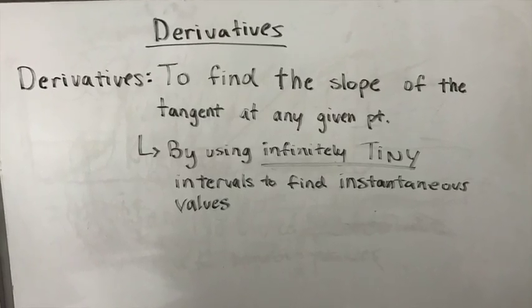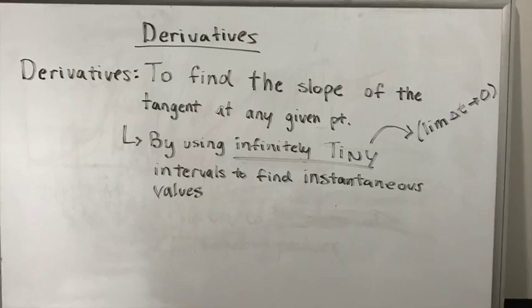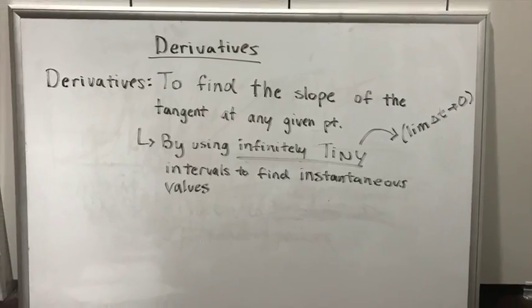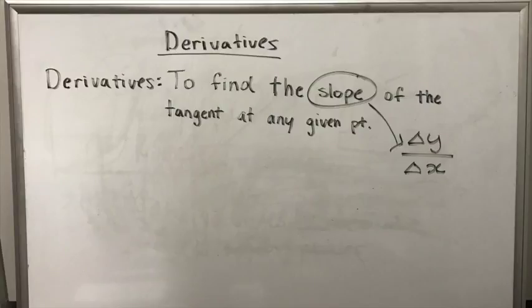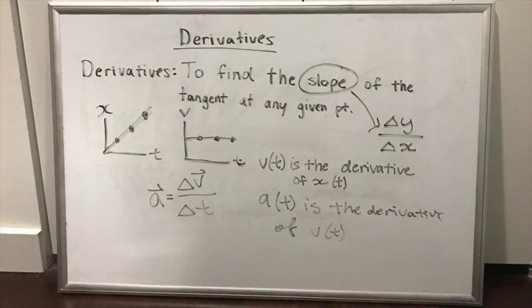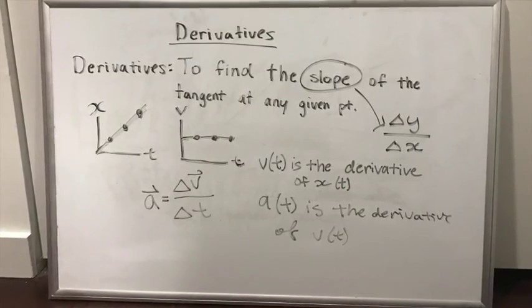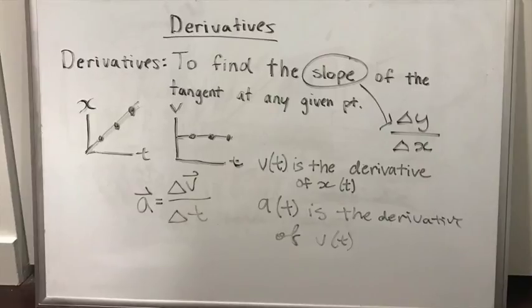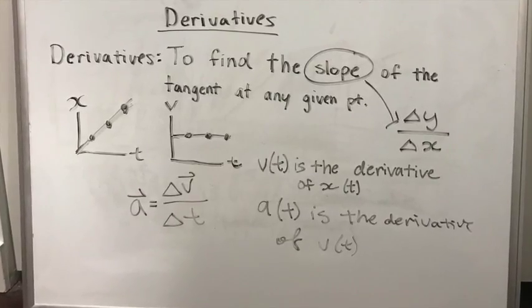It does this by using infinitely tiny intervals to find instantaneous values, which is why we use limits when finding derivatives. Since the slope is delta y over delta x and velocity is displacement over time, velocity is the derivative of a position-time graph, and because acceleration is change in velocity over time, acceleration is the derivative of a velocity-time graph.